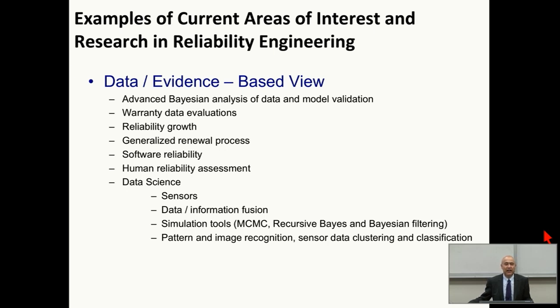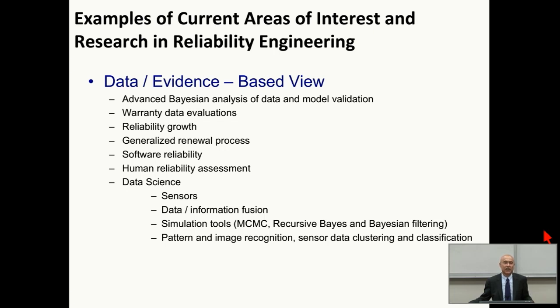And finally, another area of very great importance in the data area is data science. We are relying more on prognosis and health management, and we are gathering quite a bit of information from sensors and using those data in predicting reliability. And sensors typically bring large data, big data, into the scene, and then we have to deal with these data and factor them into an estimation of reliability. So data science has become a very important and significant area of establishment and research in reliability engineering.